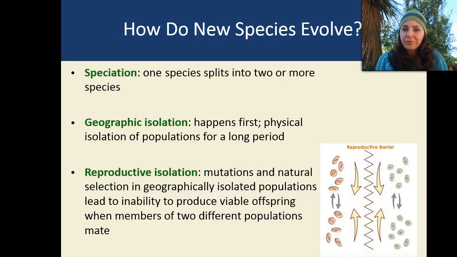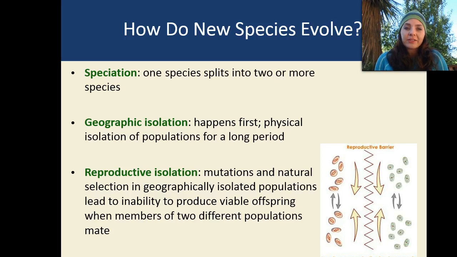So, how do new species evolve? We call it the process of speciation. This is when one species splits into two or more. This can occur through geographic isolation or reproductive isolation.